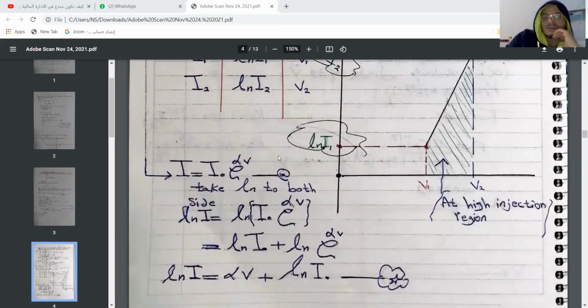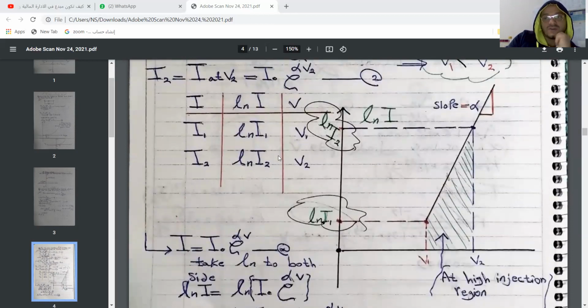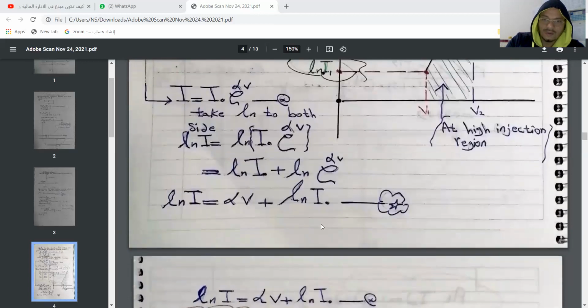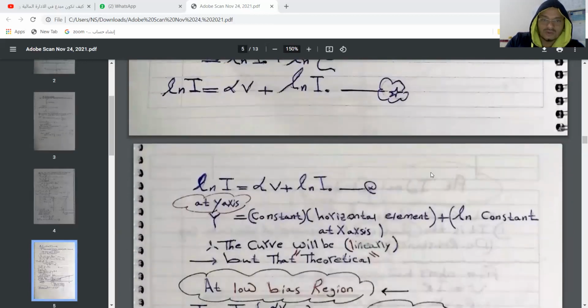Here, from the original equation, I equal saturation current exponential alpha V. Take ln to both sides to be lnI equal ln I naught exponential alpha V to be lnI naught plus ln exponential alpha V. This one of ln characteristic. Now will be lnI will be equal ln saturation current plus alpha V. This will be a star equation.